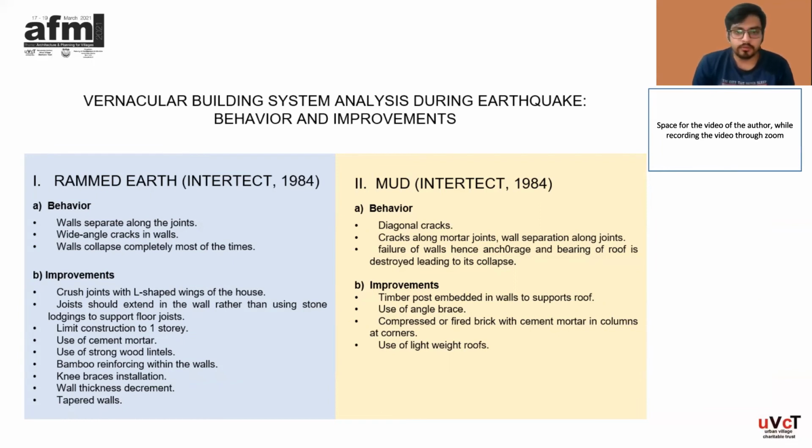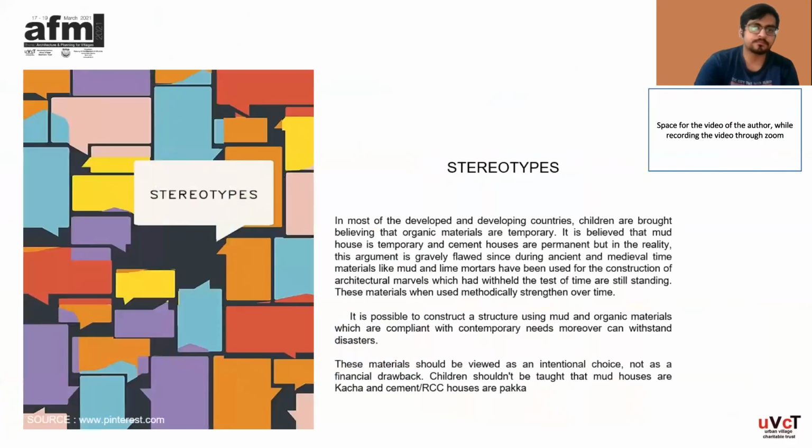Now the improvements. Timber posts embedded in walls to support the roof. Use of angle braces, compressed or fired brick with cement mortar, collars at corners, and use of lightweight roofs. Let's go to the next slide. Let's talk about the stereotypes.